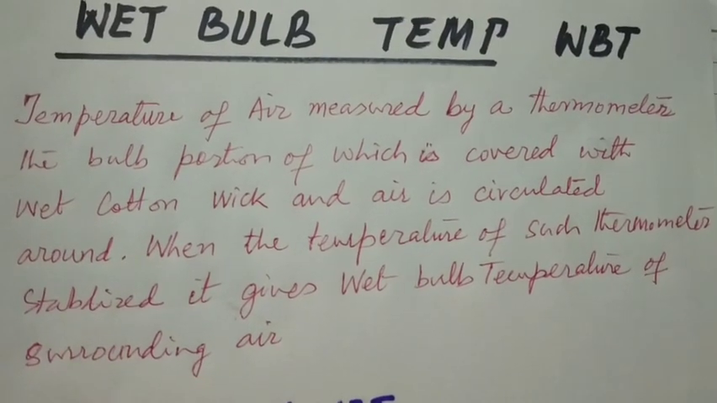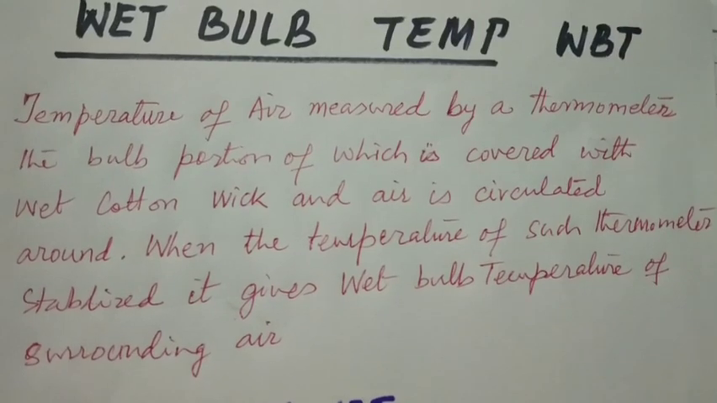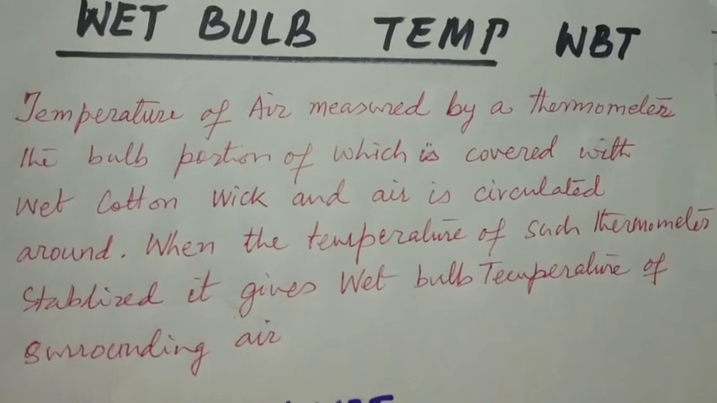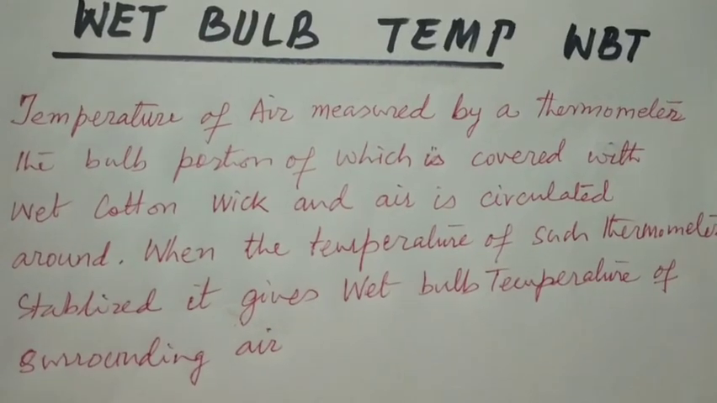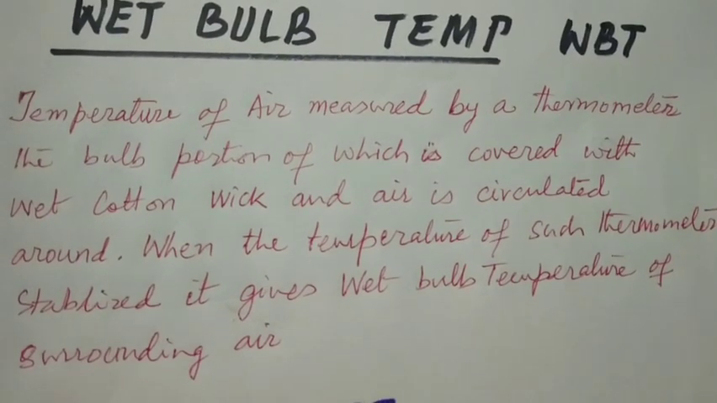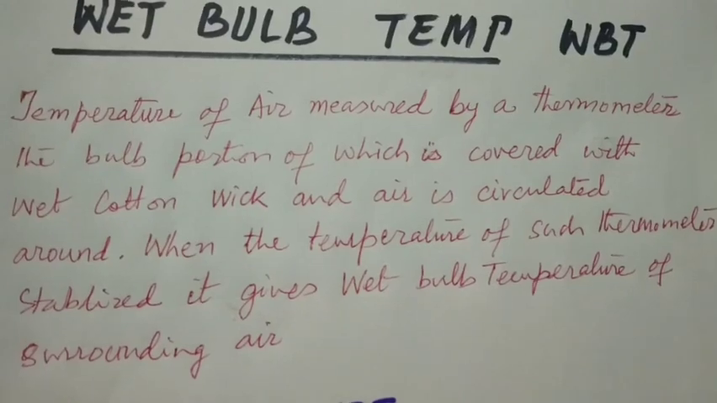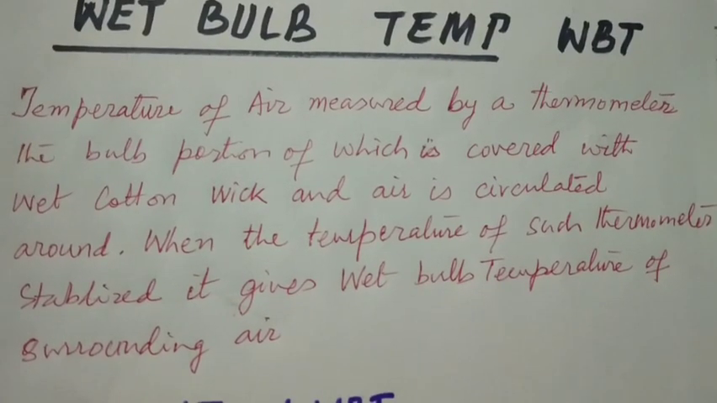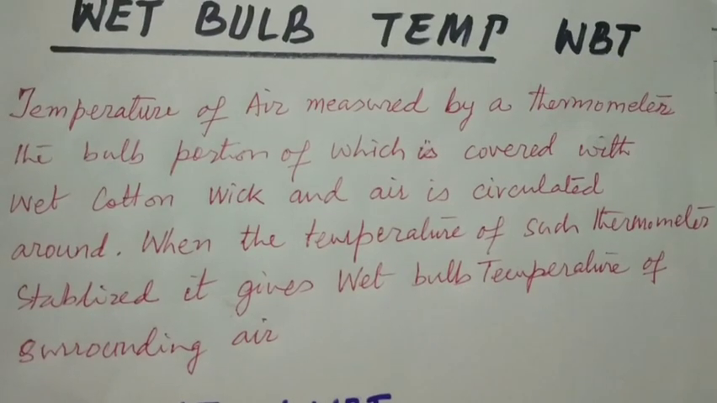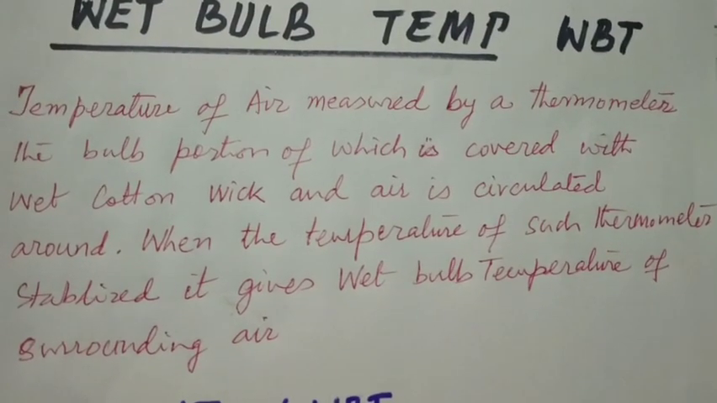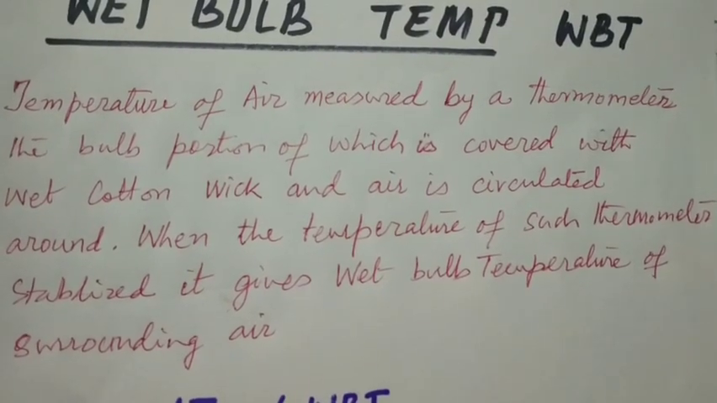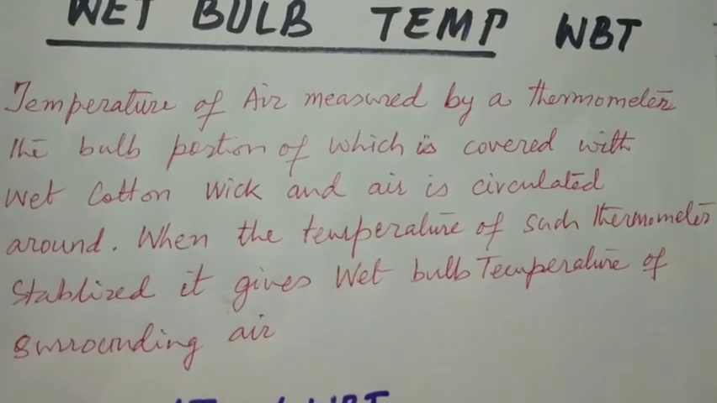This means this is a thermometer which is covered with a cotton portion and then it is wetted, and then this thermometer is moved in the air with the help of a sling psychrometer or any other means, not necessarily a sling psychrometer, and the temperature recorded of that air will be known as wet bulb temperature.